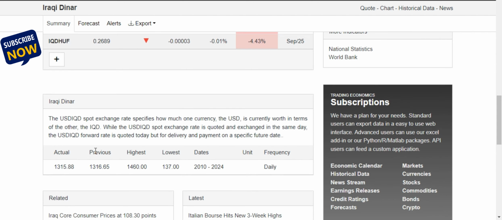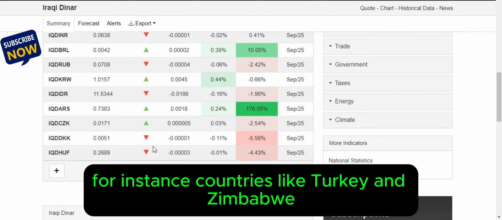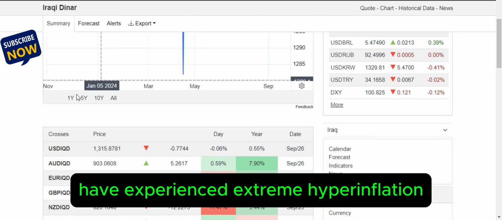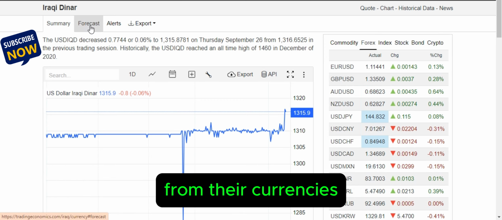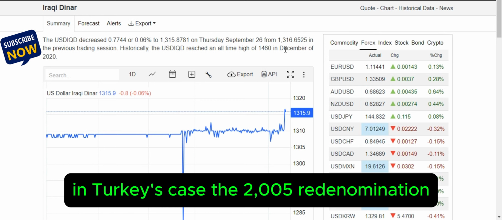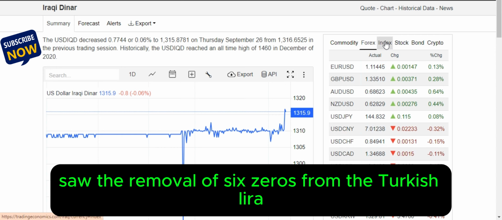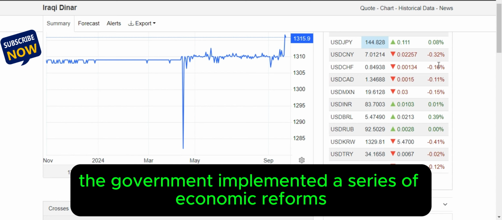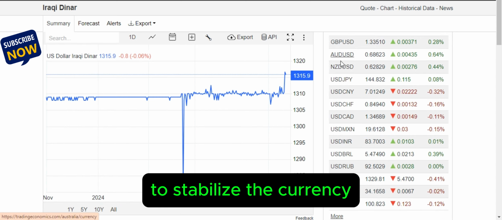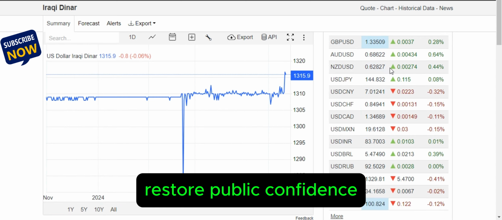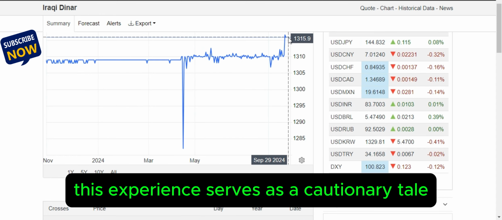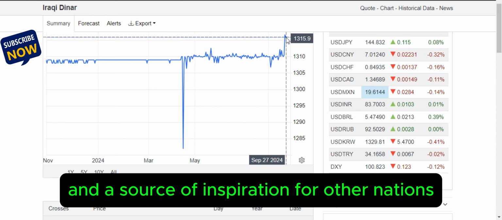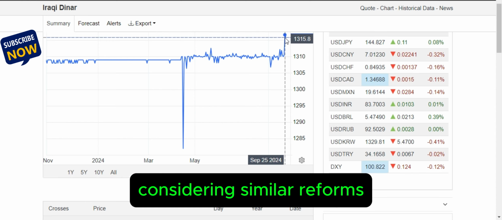processes. For instance, countries like Turkey and Zimbabwe have experienced extreme hyperinflation, leading to the drastic measure of removing zeros from their currencies. In Turkey's case, the 2005 redenomination saw the removal of 6 zeros from the Turkish lira. The government implemented a series of economic reforms to stabilize the currency, restore public confidence, and encourage foreign investment. This experience serves as a cautionary tale and a source of inspiration for other nations considering similar reforms.